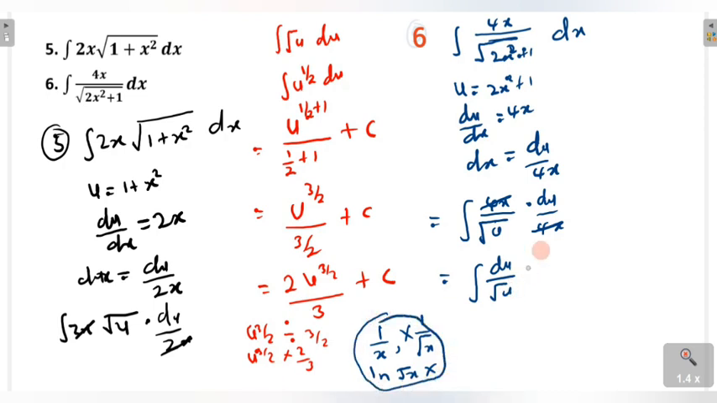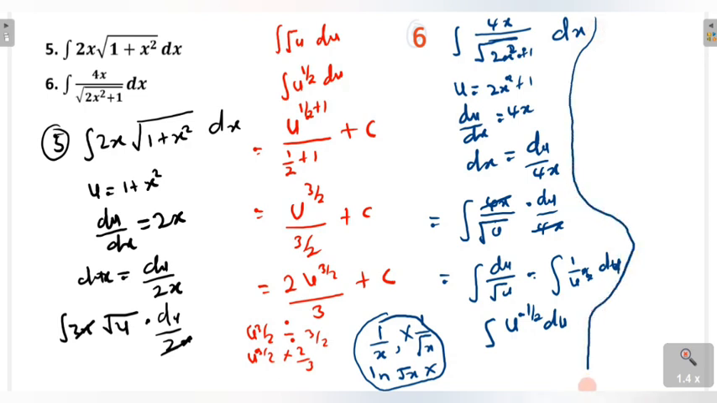So what you're going to do is this: you're going to rearrange this to become 1 over u raised to power 1 over 2. Again, we'll write it as fractional indices. So on writing this as fractional indices, this becomes integral of u raised to power minus 1 over 2 du. Okay, so I think we can now apply the integral formula. So when we apply the integral formula, we are going to have this.